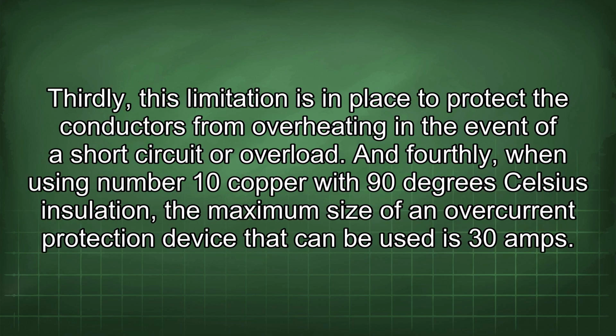Thirdly, this limitation is in place to protect the conductors from overheating in the event of a short circuit or overload. And fourthly, when using number 10 copper with 90 degrees Celsius insulation, the maximum size of an overcurrent protection device that can be used is 30 amps.